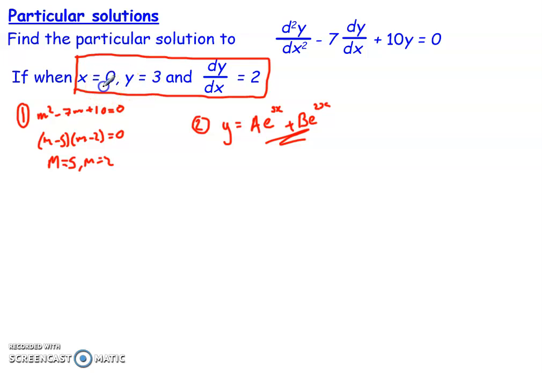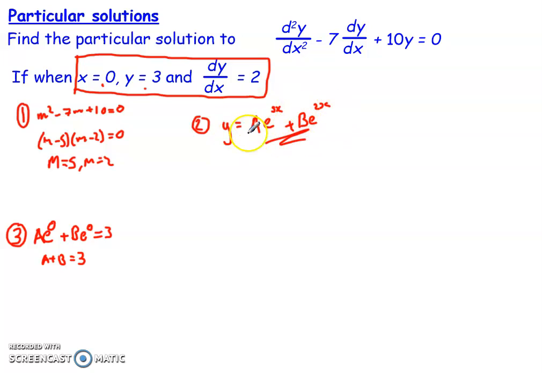So if I take the first part, the x and the y, and substitute them in, so let's call that 3, what I'll end up getting is a e to the 0 plus b e to the 0 is equal to 3. e to the 0 is equal to 1, so I get a plus b equals 3.